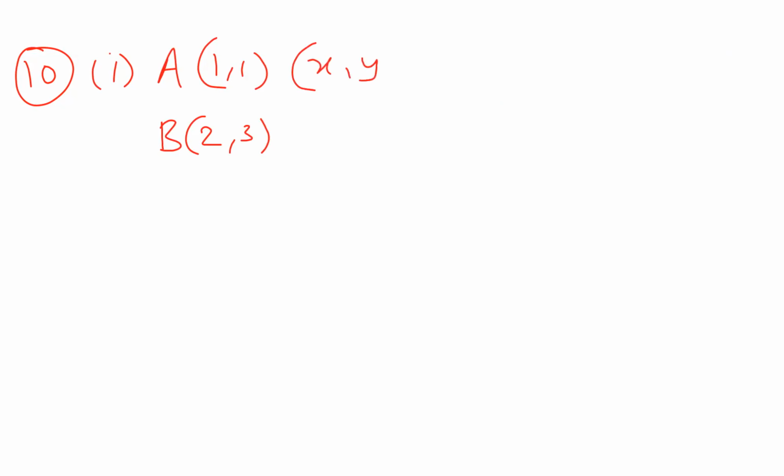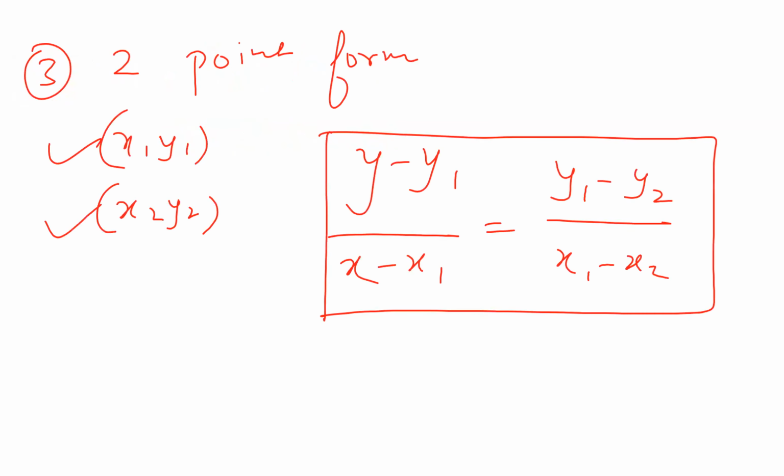So let A be x1, y1, B be x2, y2. You can also interchange x1, y1, x2, y2. You can make A as x2, y2 and B as x1, y1. So basically, how to find out the equation of this line? So now in this case, 2 points are given to you. So by 2 point form, we can find out the equation of this particular line.